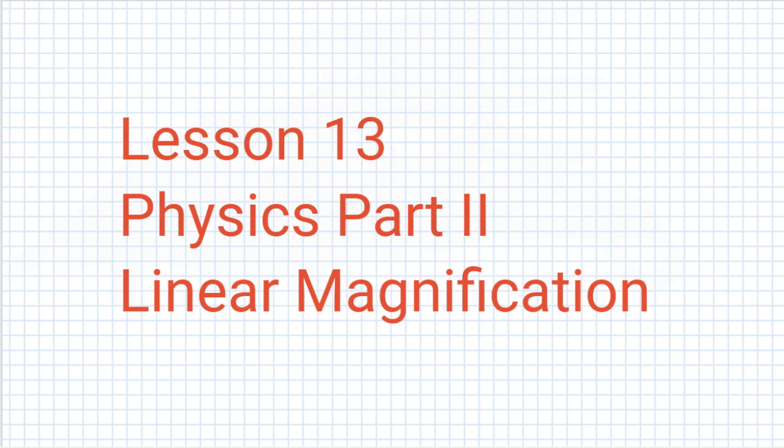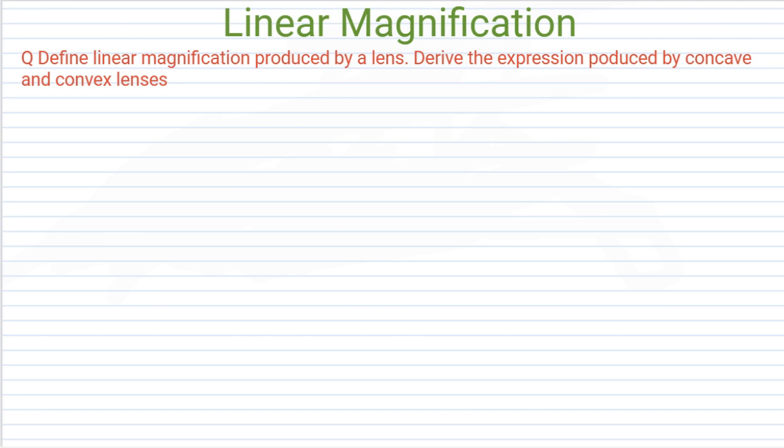Another lesson. In this lesson, we discuss linear magnification for a lens. So, in the topic linear magnification, let us define what is linear magnification produced by a lens and derive the expression for magnification produced by a concave or convex lens.